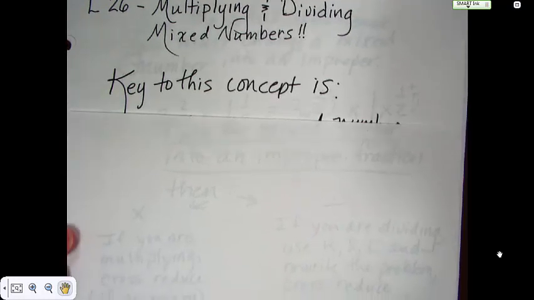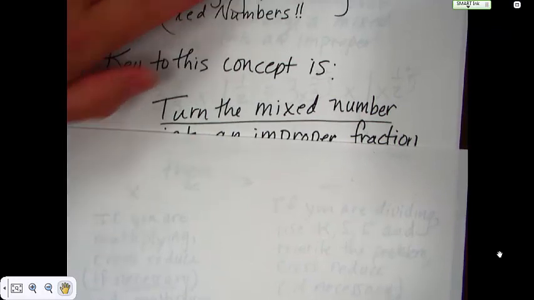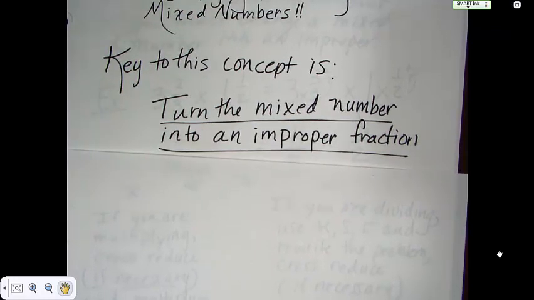The key to this concept, really, when it comes to multiplying and dividing mixed numbers, is to turn the mixed number into an improper fraction.